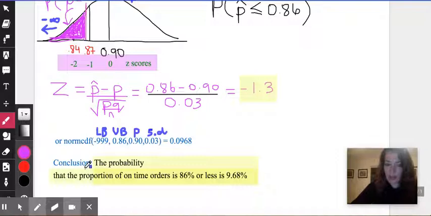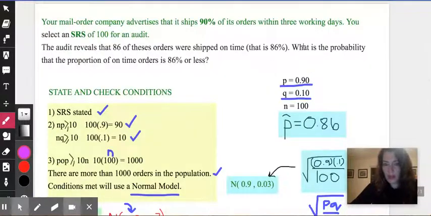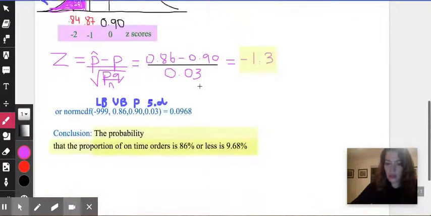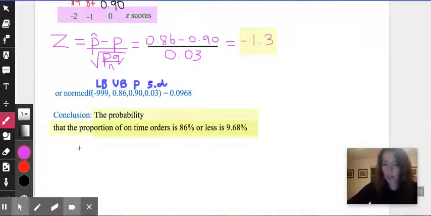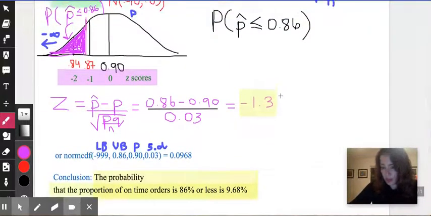0.0968. And then for our conclusion, we will re-answer the question. The question asked us, what is the probability that the proportion of on-time orders is 86% or less? So answering the question, we will say the probability that the proportion of on-time orders is 86% or less is 9.68%. And this pretty much concludes how we answer a question like this.